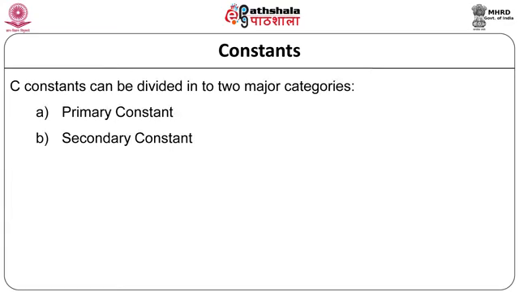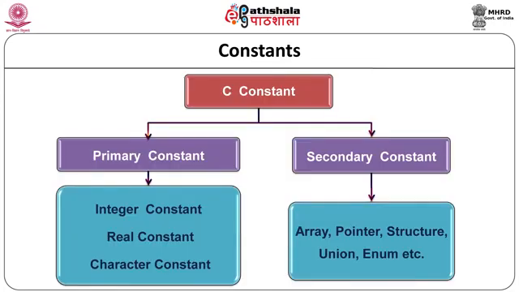The constants can be divided into two major categories: primary constants and secondary constants. The primary constants can be classified as integer constant, real constant and character constant, whereas secondary constants are classified as array, pointer, structure, union and enum.